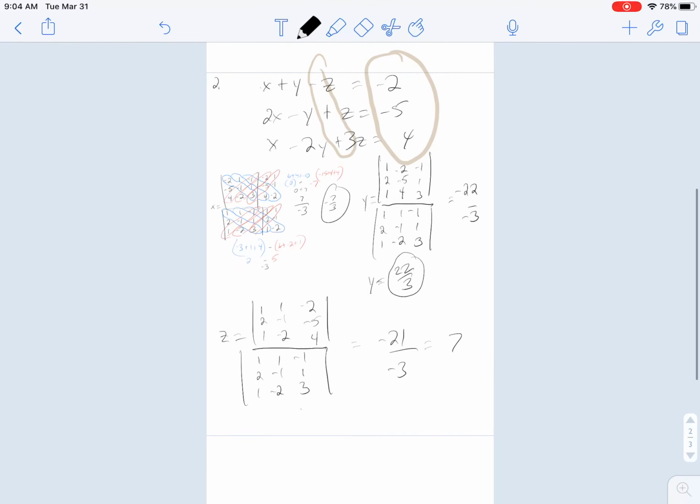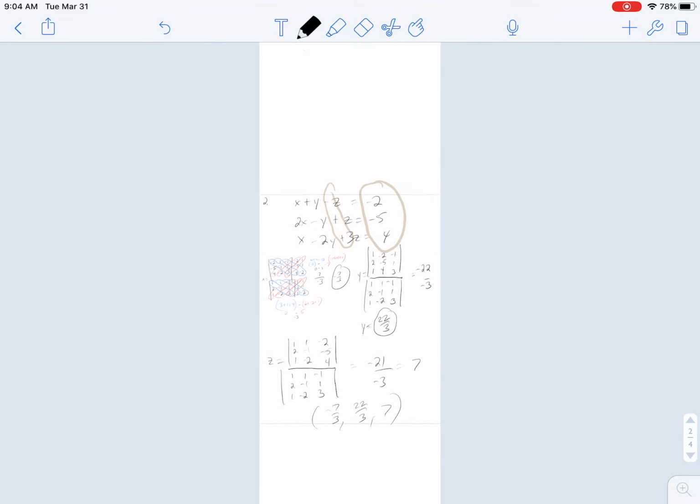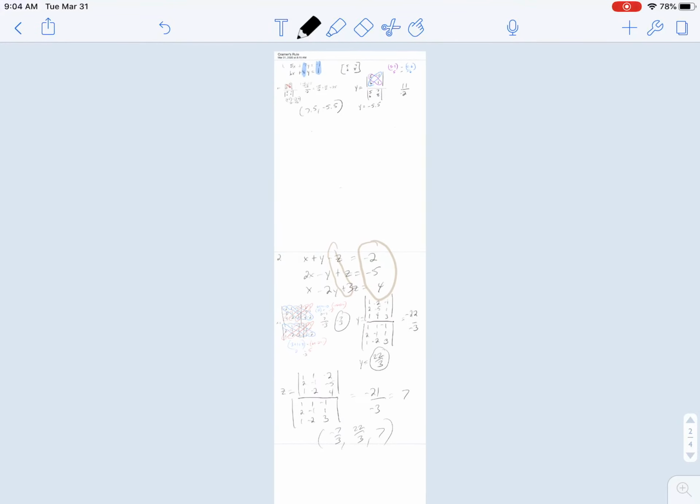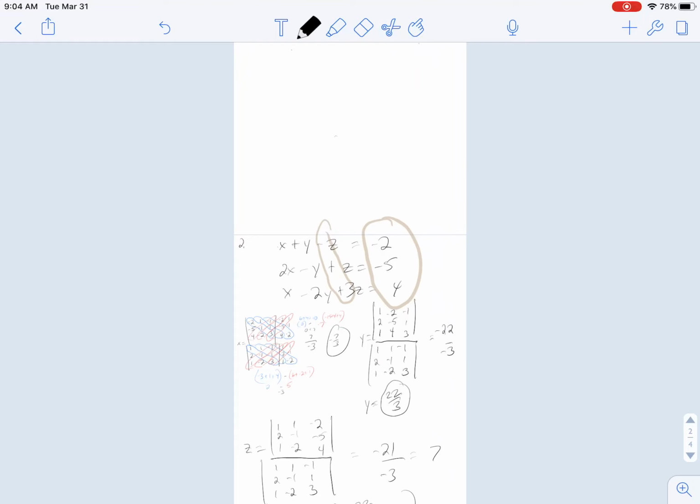So our solution to this 3x3 system: x is -7/3, y is 22/3, and z is 7. Ladies and gentlemen, that is how to solve a system 2x2 and 3x3 using Cramer's rule.